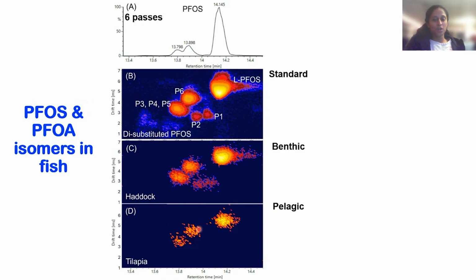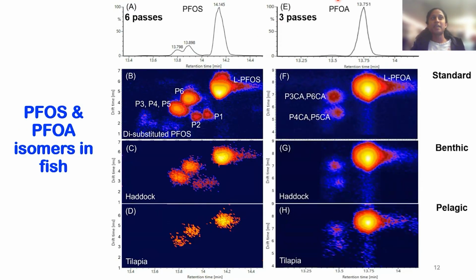And when moving on to PFOA, we had to do 3 passes, because PFOA has a carboxylic head group, which immediately fragmented from the compound, and it just gave us the fluorinated tail chain length. So it needed 3 passes. And here we were able to separate mono and did not see any di here.